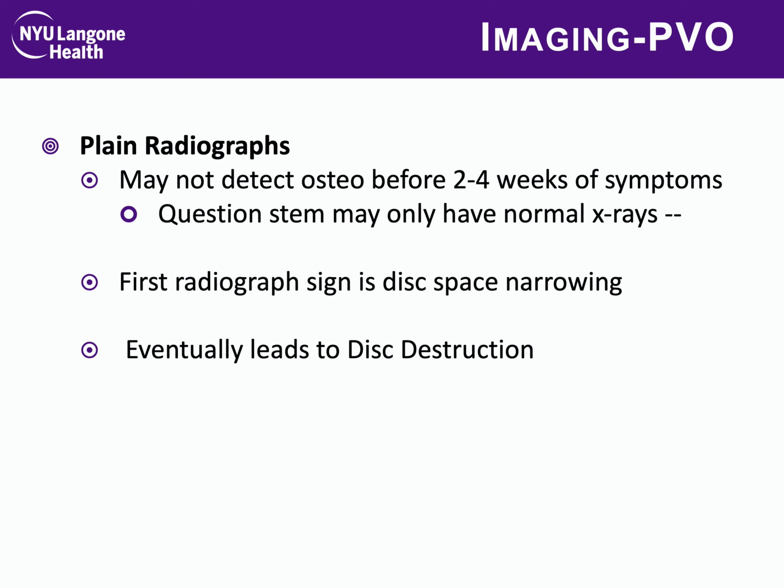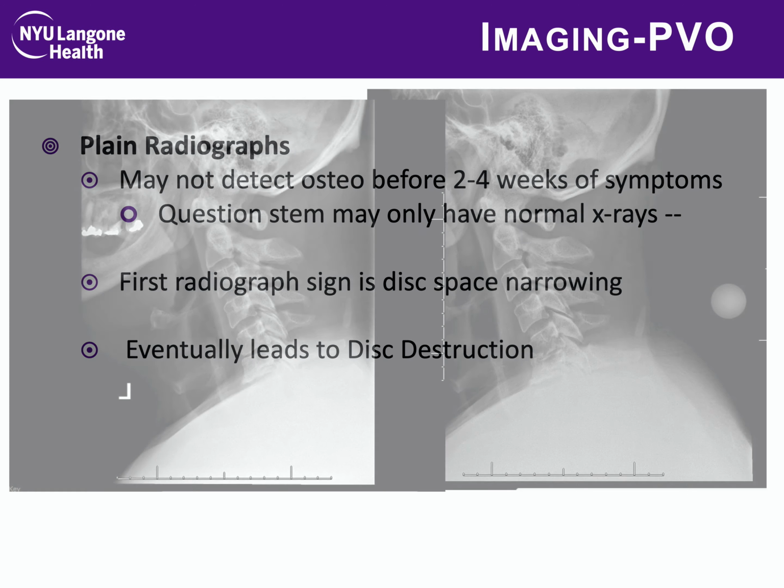MRI is the imaging study of choice when diagnosing PVO. However, during a test or in a real clinical scenario, you may only have plain radiographs. These do not detect osteomyelitis before 2 to 4 weeks of symptoms. The first radiographic sign is disc space narrowing, which eventually leads to disc space destruction.